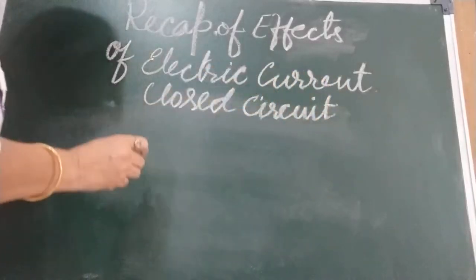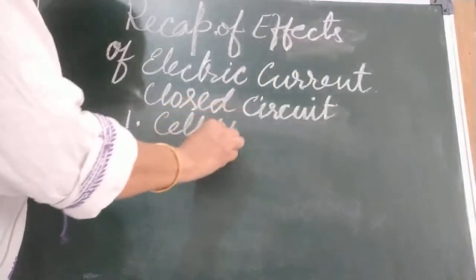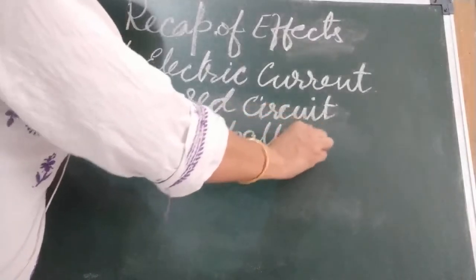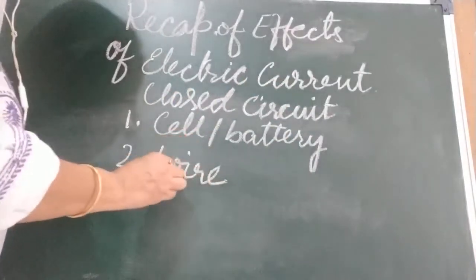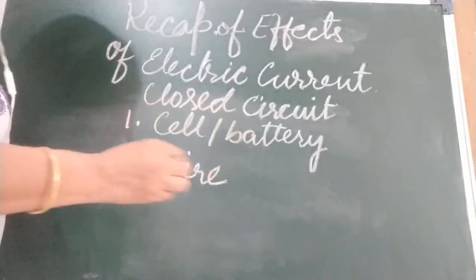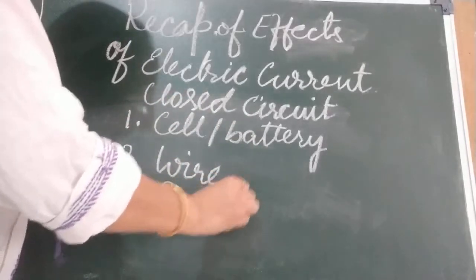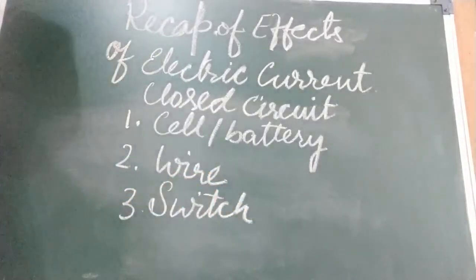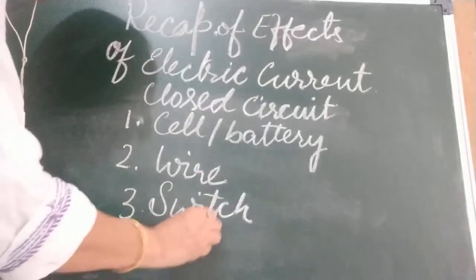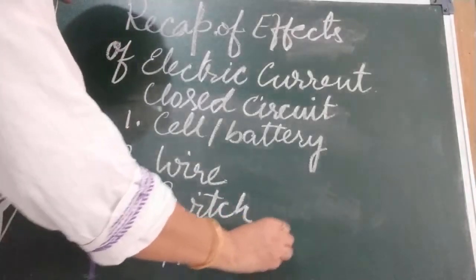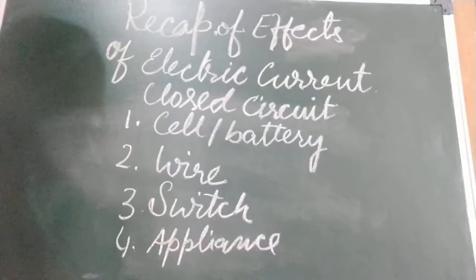What are the components of the circuit? There are four components we had discussed. First is cell or battery. They are the source of current. Second, wire. Wires are connectors. They connect one object to the others. Third is switch that we use to flow the current or to stop the current. Fourth is appliance which we are using, like your bulb and electric motor, any appliance we can use.